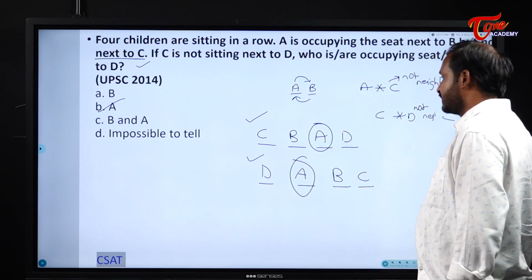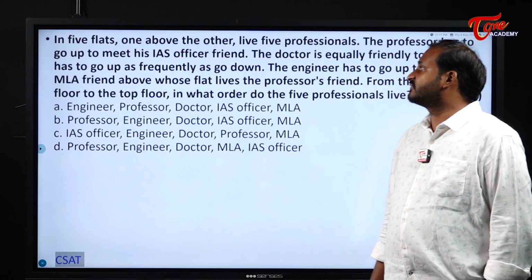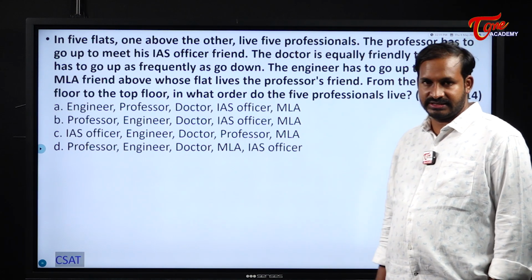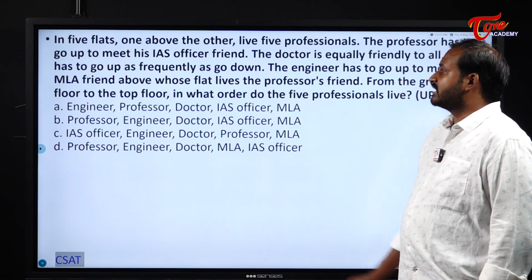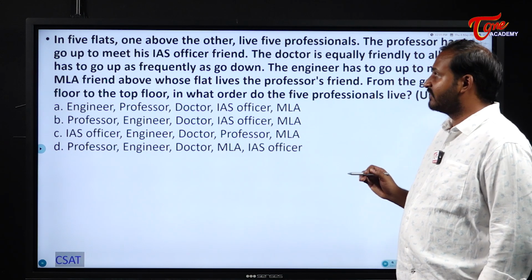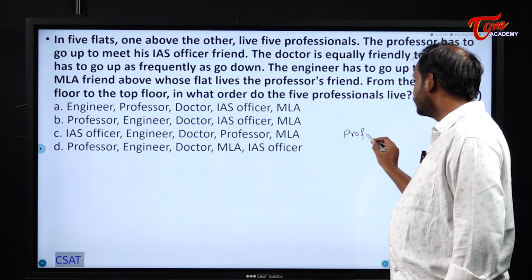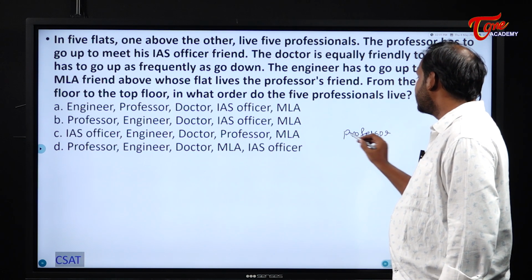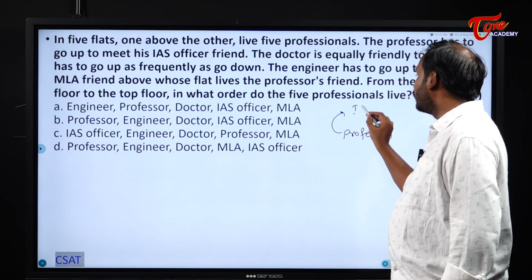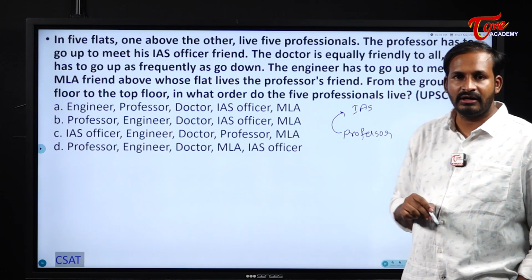Okay. Right. Next one. 5 flats, one above the other, have 5 professions. The professor has to go up to meet his IAS friend. Okay. So the professor's friend is who? The IAS officer, and the professor should go above it and it should become what?